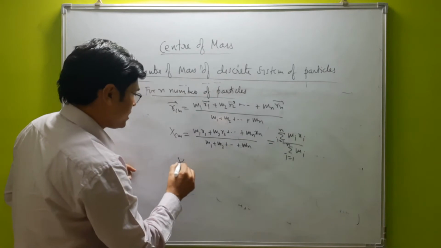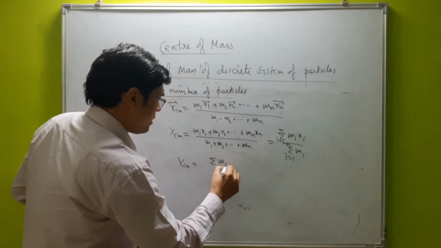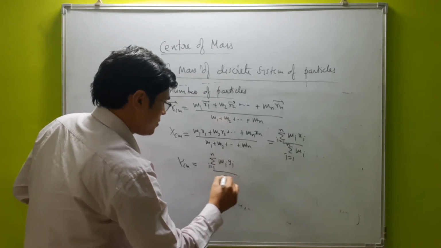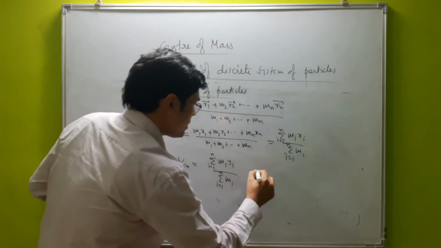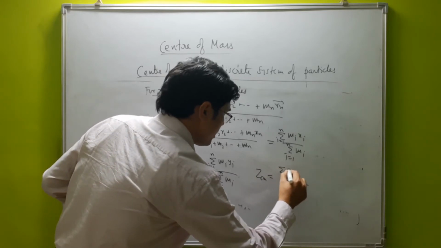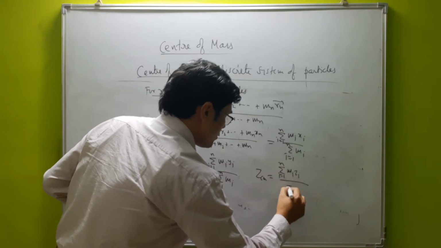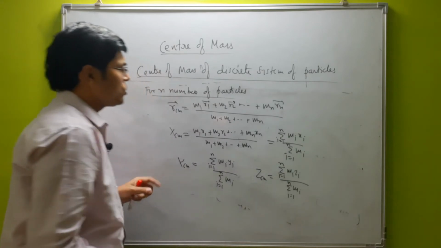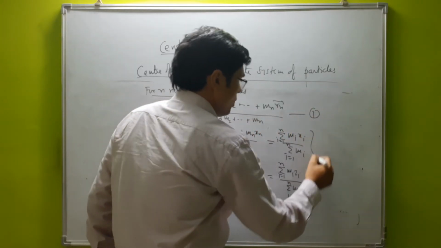In the same way, YCM can be written as sigma mi yi by sigma mi, i from 1 to n, right? And in the same way, ZCM can be written as sigma mi zi by sigma mi, right? So you can use either this form or this form.